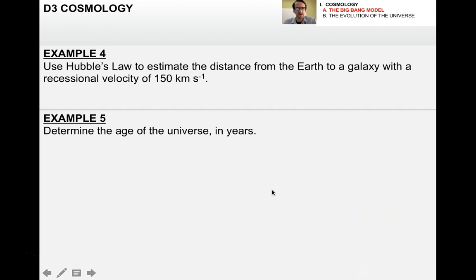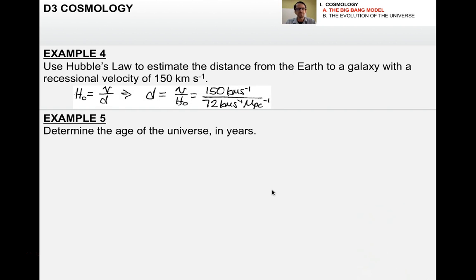I'll talk about what that T is in an example in the next slide, okay? All right, so number 4, use Hubble's law to estimate the distance from the Earth to a galaxy with a recessional velocity of 150 kilometers per second. Pretty straightforward. d is v over H naught. And I get that. That's 2.08 megaparsecs.